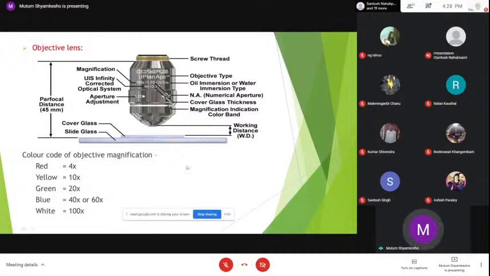Thus, these engravings on the body of the objective lens give us information about the objective lens, and we can identify which type of objective lens it is, which magnifying power it has, and also the thickness of the cover glass to be used, whether we should use immersion oil or not, and the value of the numerical aperture of the objective lens. All this information can be obtained from these engravings on the body of the objective lens.